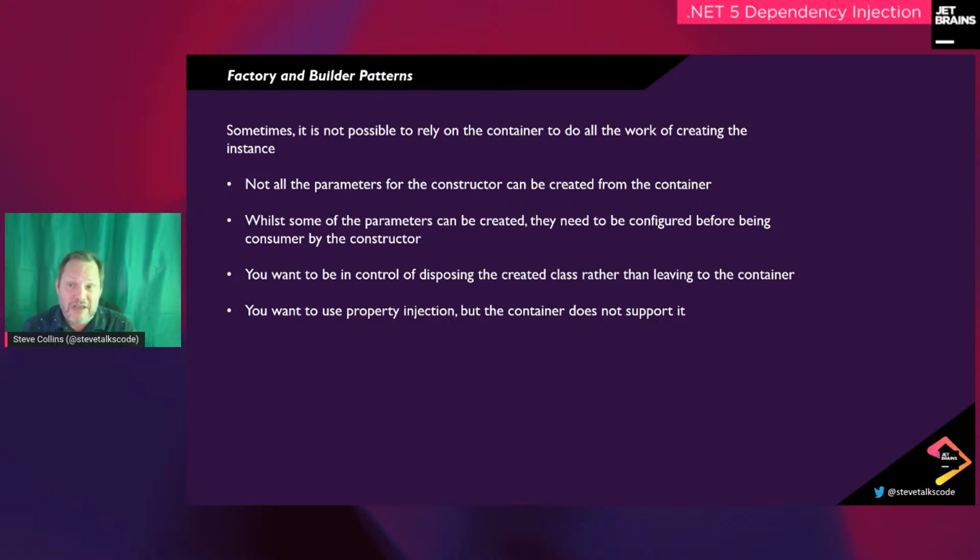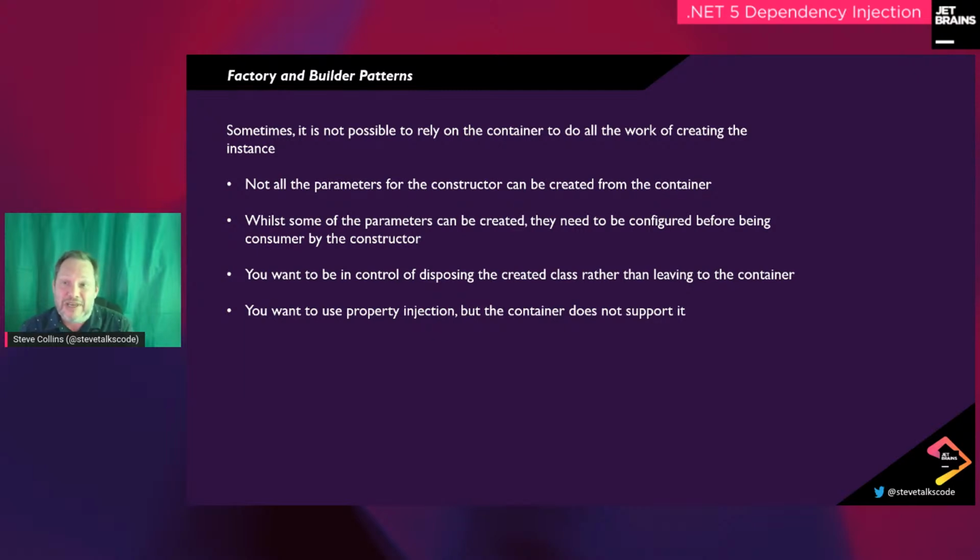For example, you may have a class where some of the constructor parameters aren't known until runtime, as they may be captured from, say, user input. In those cases, you can't get the container to create the instance for you because the container's got no idea about those user-entered parameters. That's not unless you do something really hacky involving async local. We're not even going down that road.